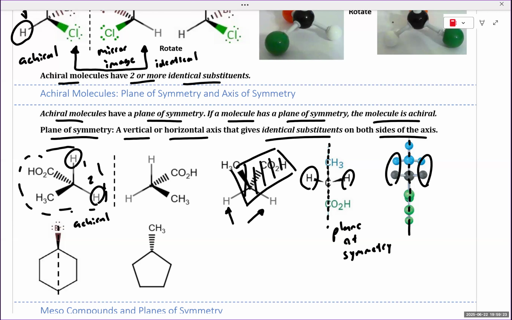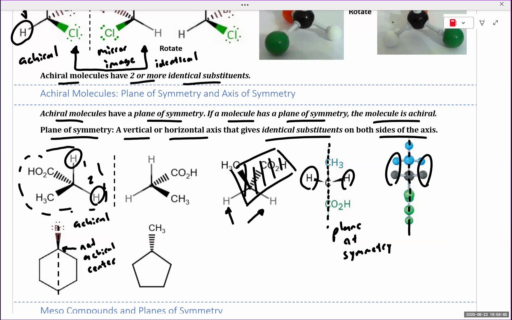This also pops up when you talk about substituted cyclohexane and cyclopentane rings and other cyclic structures, where in this case, even though we have this bromine represented with a wedge, this is not a chiral center.